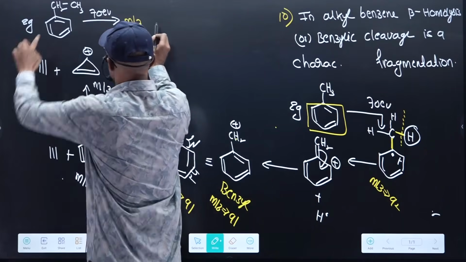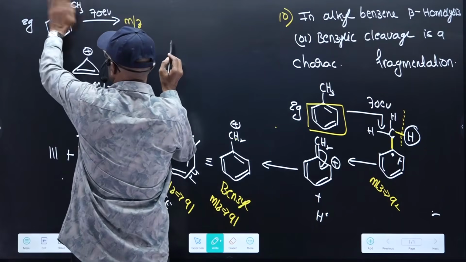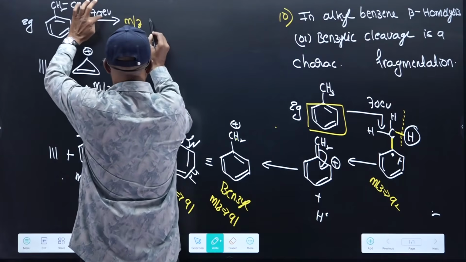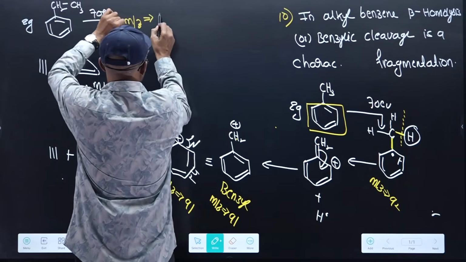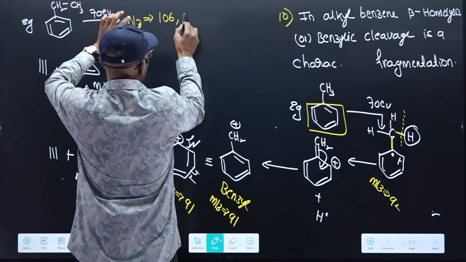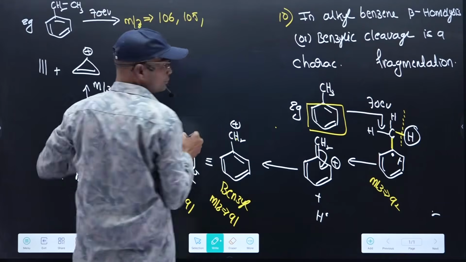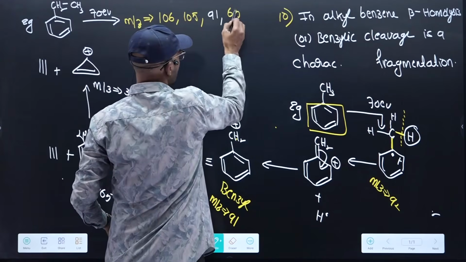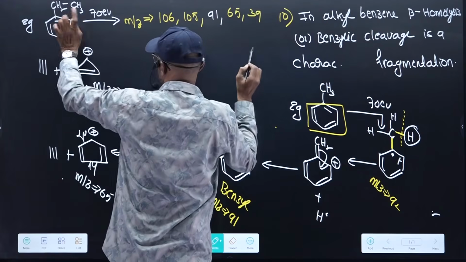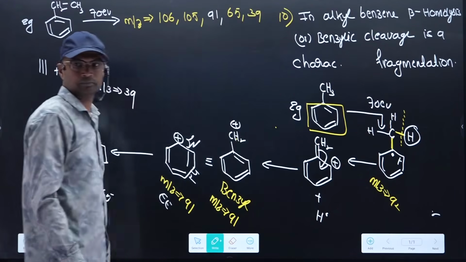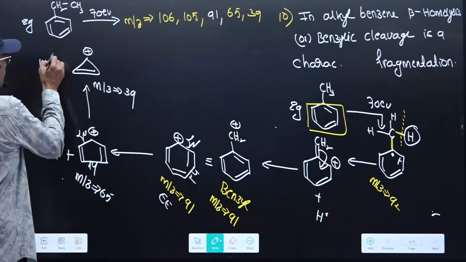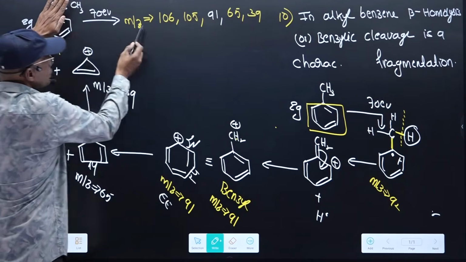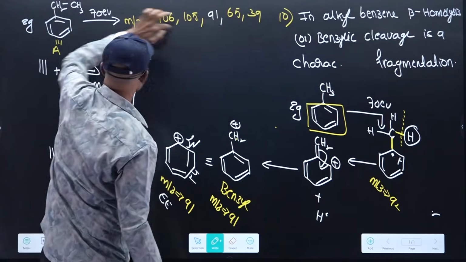If this molecule undergoes fragmentation, it won't give this molecule. Okay, they will give A. A on fragmentation gives an m/z value of 106. They may also give 105, they may also give 91, then also 65, 39. What is the structure of this molecule? Like this they will ask. They will give A, and this A on mass fragmentation gives this data. Based on this data, you need to confirm the structure.